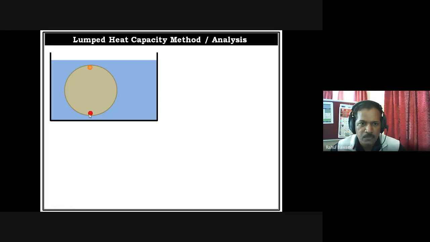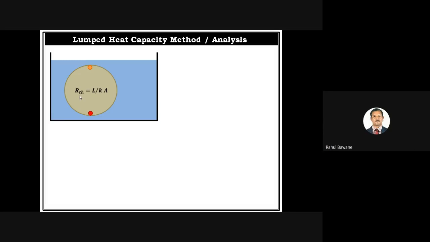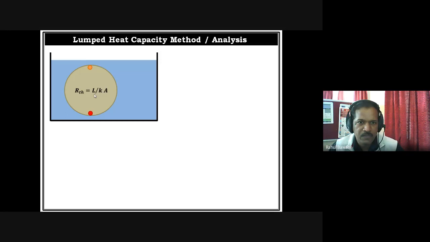So the bottom will be at a lower temperature and the top at a higher temperature, because the top surface is in the liquid medium for a shorter time as compared to the bottom. So in this sphere, there will be a conductive resistance, and we know the formula for conductive resistance: L upon KA, correct? And outside of this sphere, there will be a convective resistance, that is 1 upon hA.